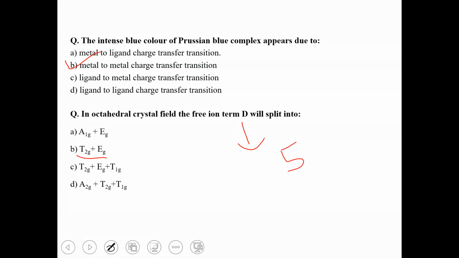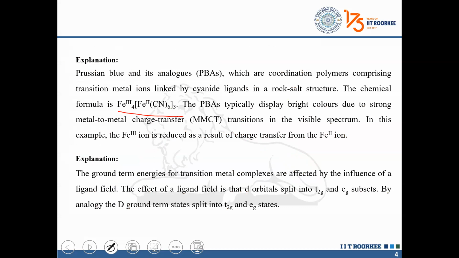here. If I calculate the degeneracy of these terms, it will be 3 plus 2, that is 5. So this will be the right answer. The ground term energy for transition metal complexes is affected by the influence of the ligand field, and you already studied that the d orbitals are split into T2g and Eg subsets for octahedral complexes. In the case of a tetrahedral complex, the g term will be removed because it does not have a center of symmetry. So the terms will be T2 and E, right?